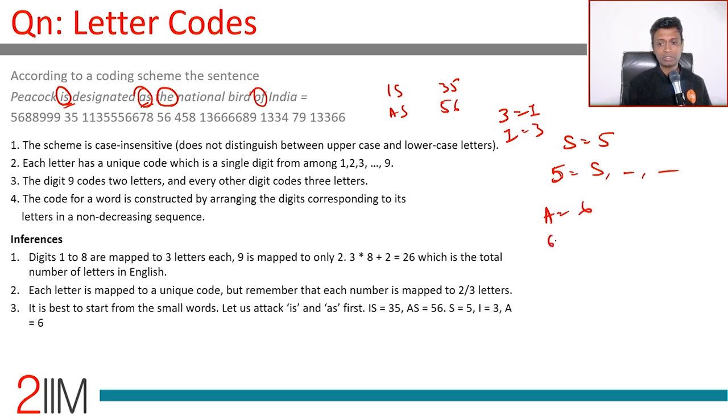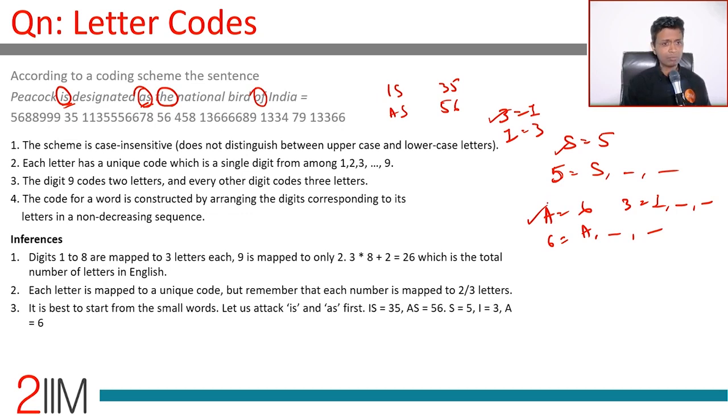A is 6, 6 corresponds to A. You can write it any way. 6 is A and 2 other letters. 3 is I and 2 other letters. Right? And then we go step by step. Fine. So first step we've attacked is and as. With that we get I, S and A. Wonderful. We've got I, S and A.